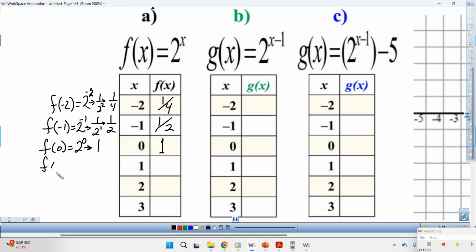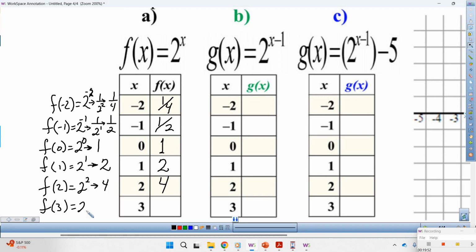Next, f of 1. 2 to the 1 power. What did we say if it was to the 1 power? It's that same number, so the answer is 2. F of 2 is 2 to the second. What is 2 to the second? 4. And last but not least, f of 3 is 2 to the third power, or in other words, 2 times 2 times 2, which is 8.